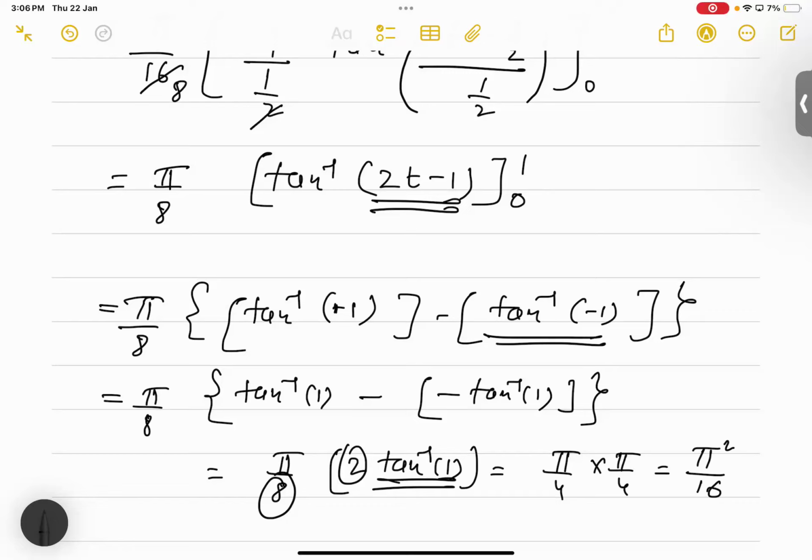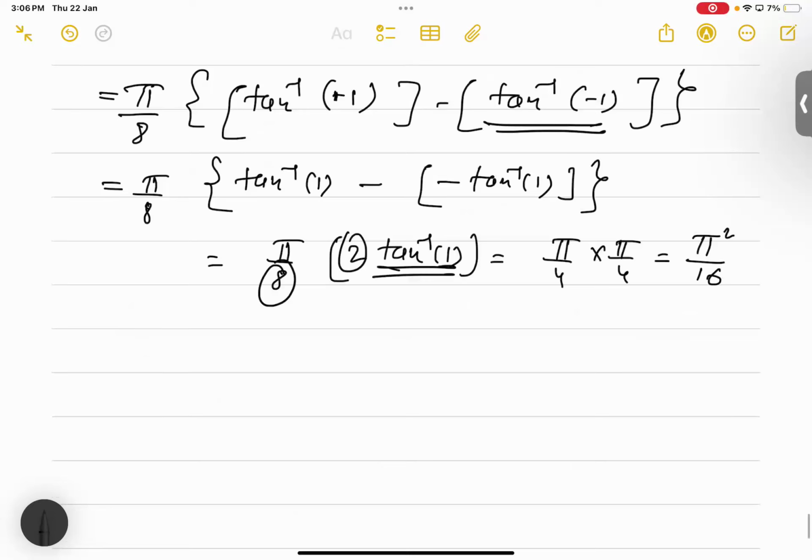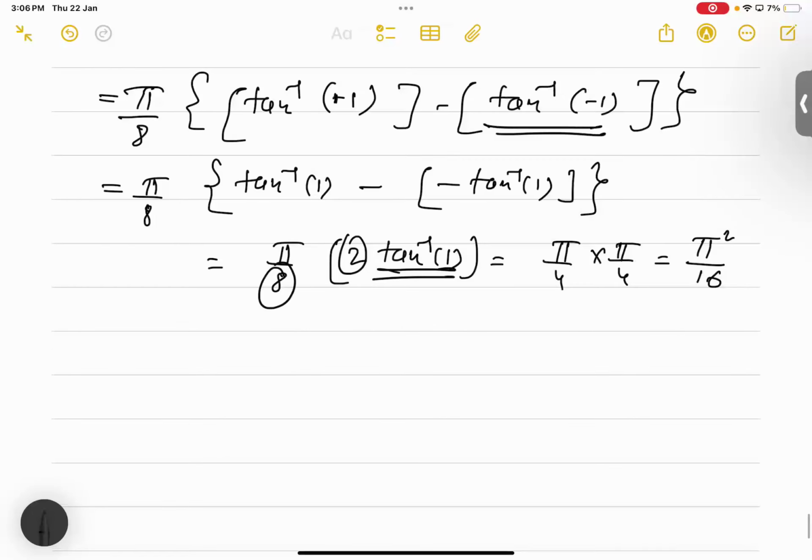Can you explain the 2 tan inverse 1? Okay, got it. Minus minus will be plus: tan inverse 1 plus tan inverse 1, 2 tan inverse 1. I hope you're understanding; these are all big and lengthy problems, 6 markers. How's everything?